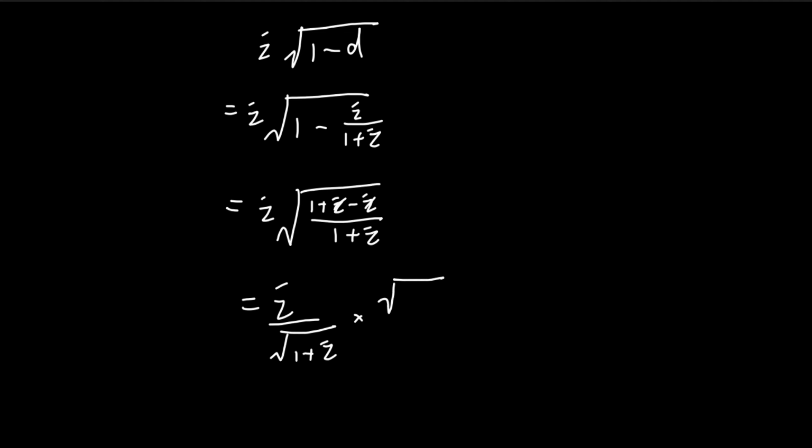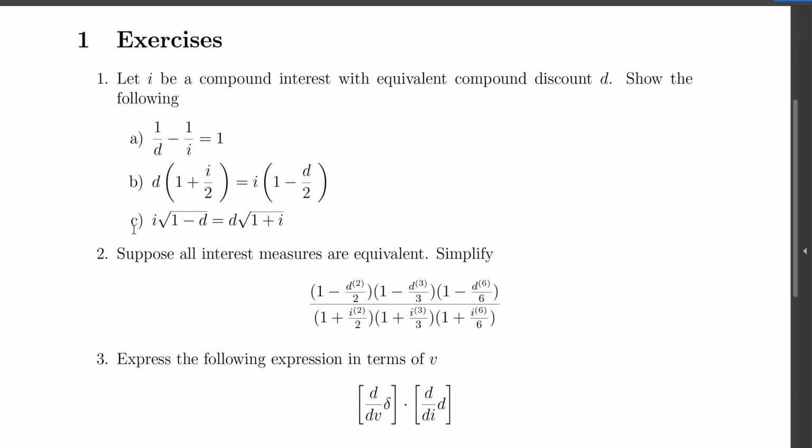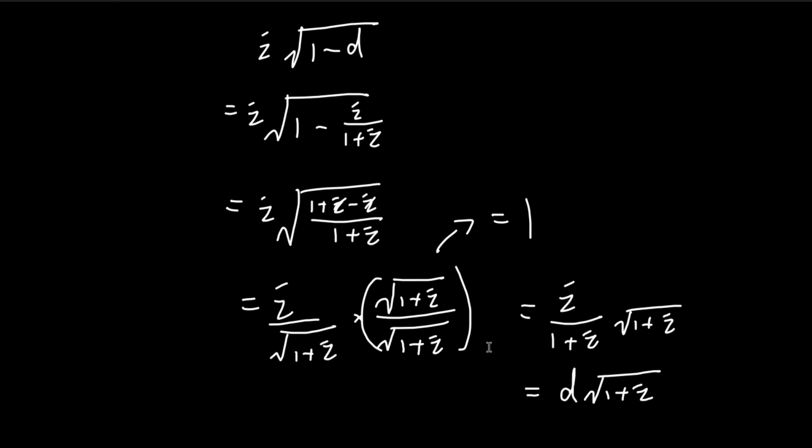So I'm going to multiply this expression by the square root of 1 plus I divided by the square root of 1 plus I. So this is just 1, right? So that's why I can multiply it by this expression. Well, the denominators combine together to form I over 1 plus I. The square root, I'm just going to keep it. And then once again, the conversion formula. You see that this is actually just equal to D times 1 plus I. And there we have it. So that is part C. So there we've proved it. So that is question 1.